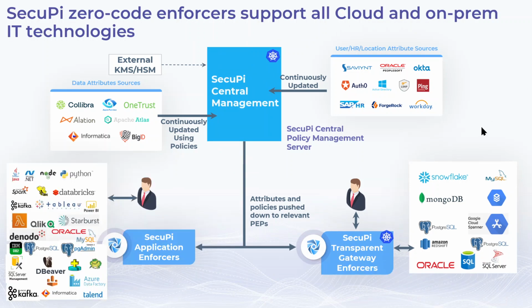SecuPi has 5 different types of enforcers and a very comprehensive support capability platform. Those enforcers can start with SecuPi transparent gateways. So you point your application or your user to a gateway, and that gateway will report and enforce all access to the data stores. It can be SecuPi application enforcers and application database wrappers. It can also be SDKs, UDFs, callouts, ETL integration, and of course it can be the usage of native tools.